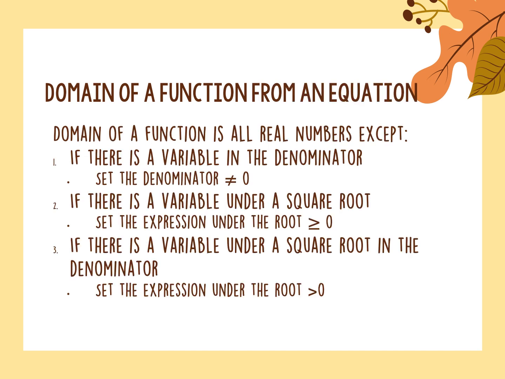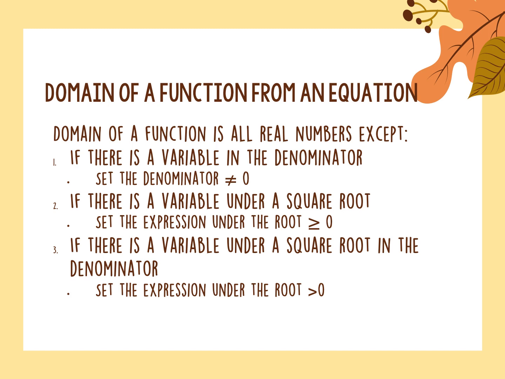Now, when you're asked to give the domain, you always start out by thinking the domain is going to always be all real numbers, except when there is a variable in the denominator, and what we're going to do is set the denominator not equal to 0, because whatever number we get would make the denominator a 0, which is undefined. So when there's a variable in the denominator, that's the first exception.